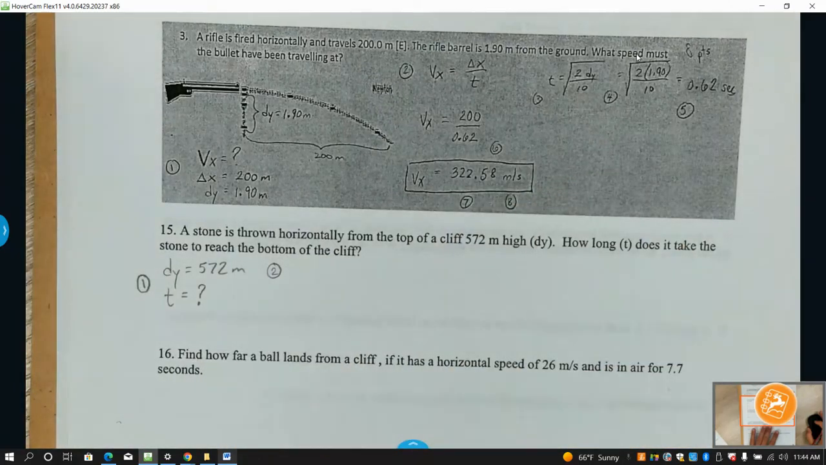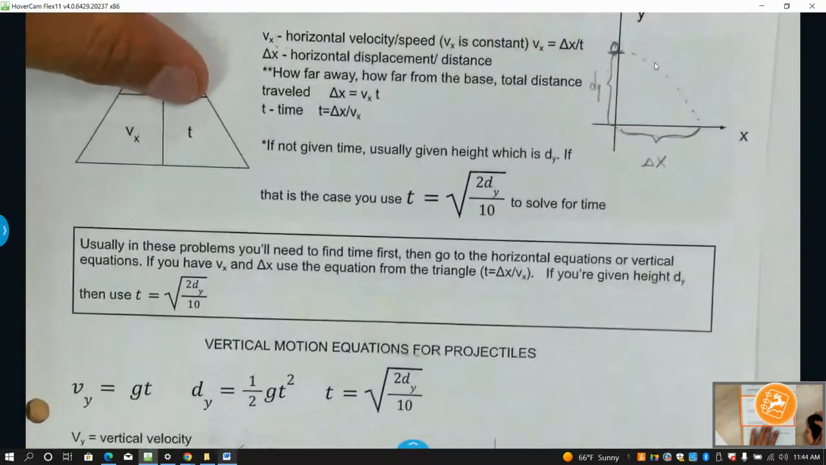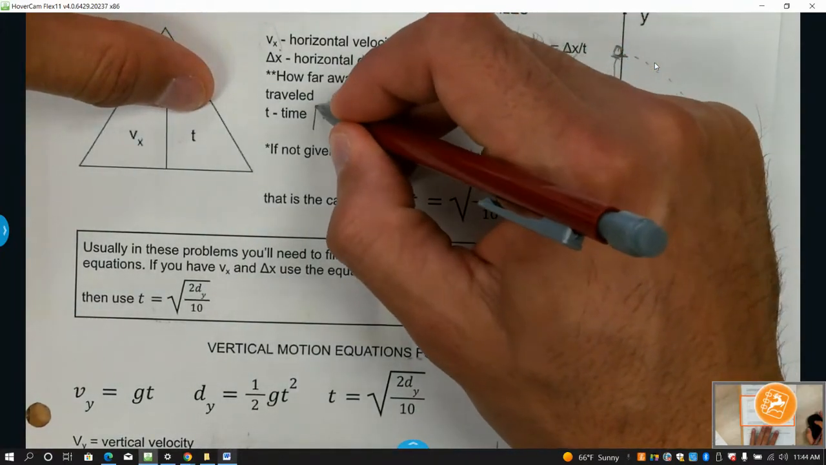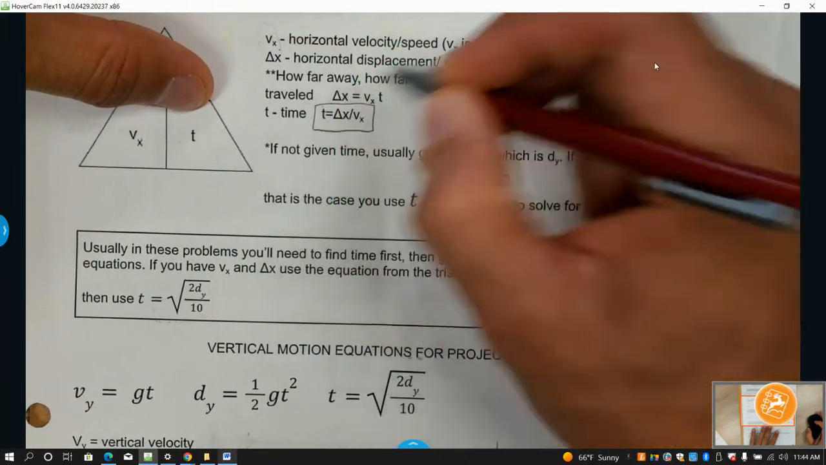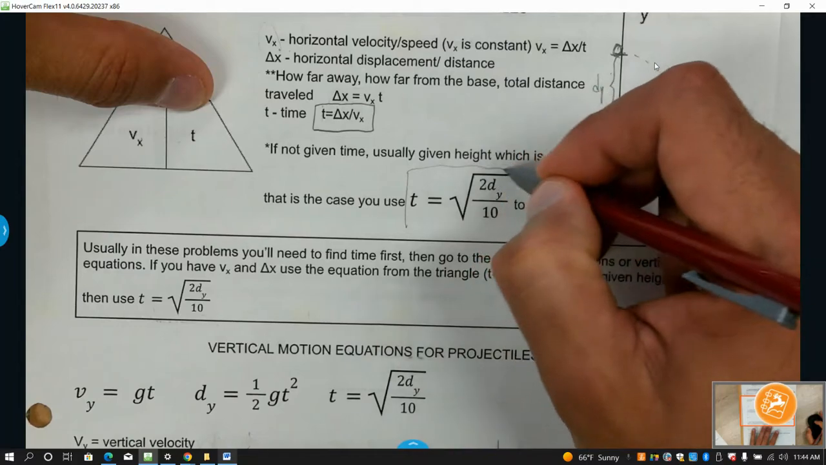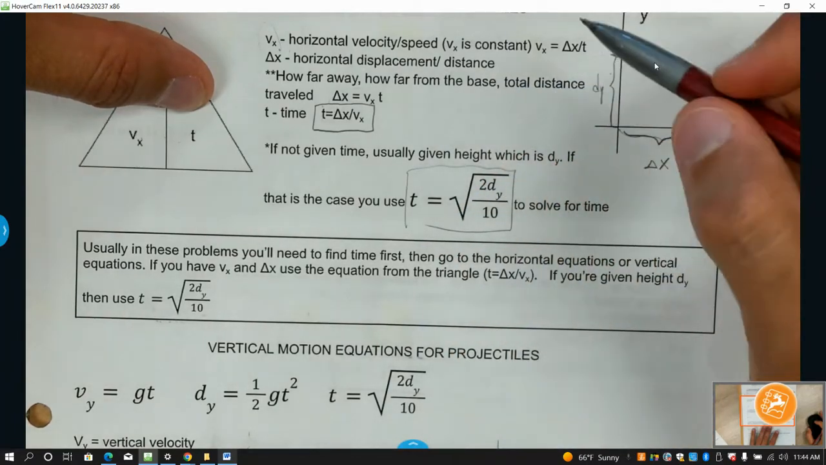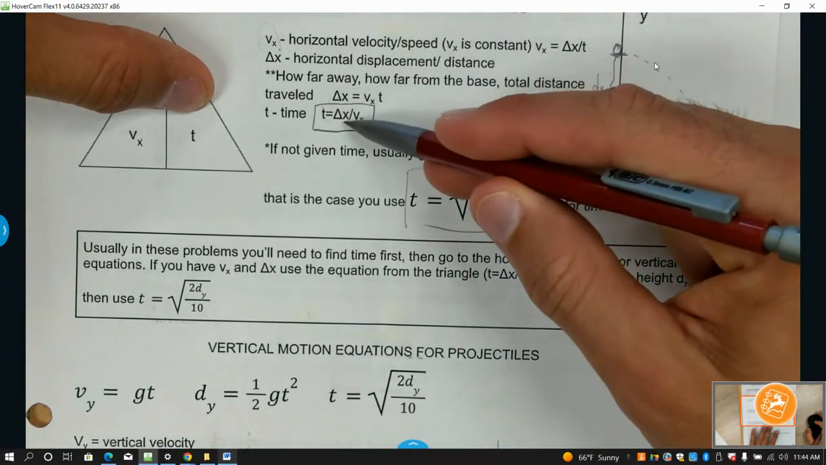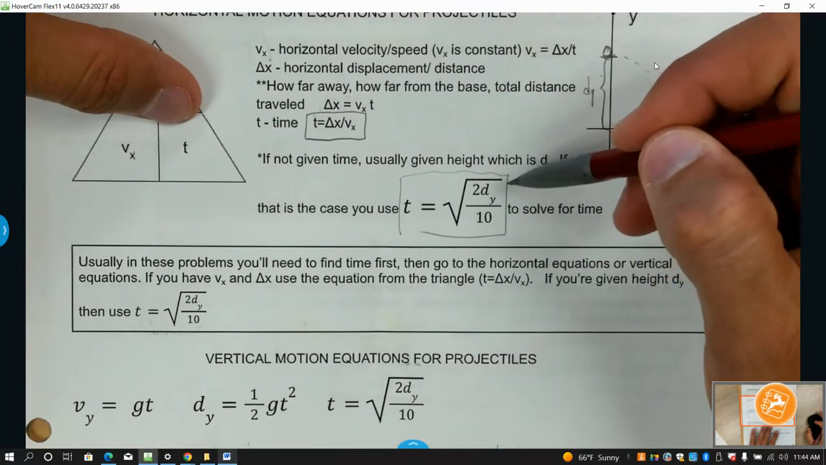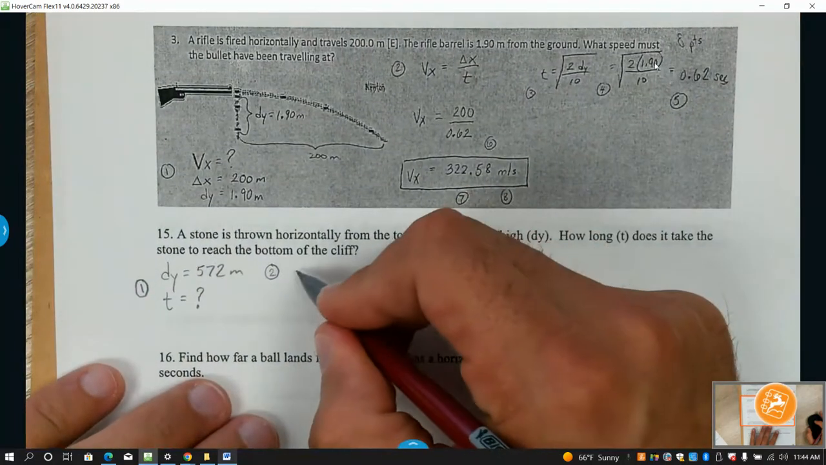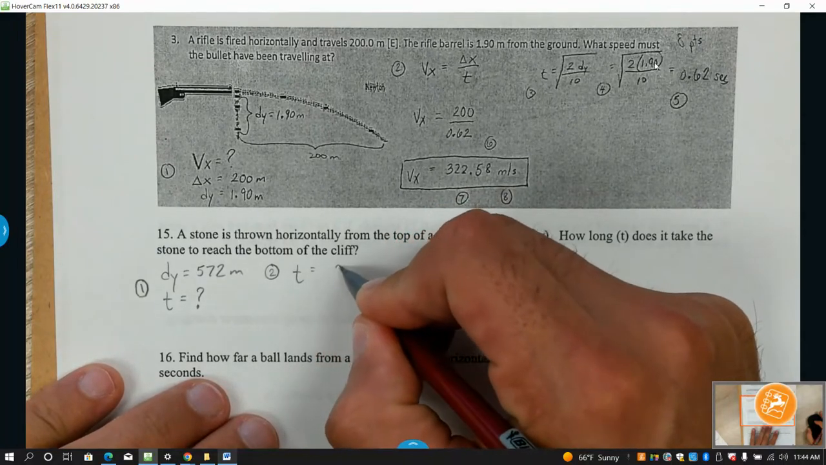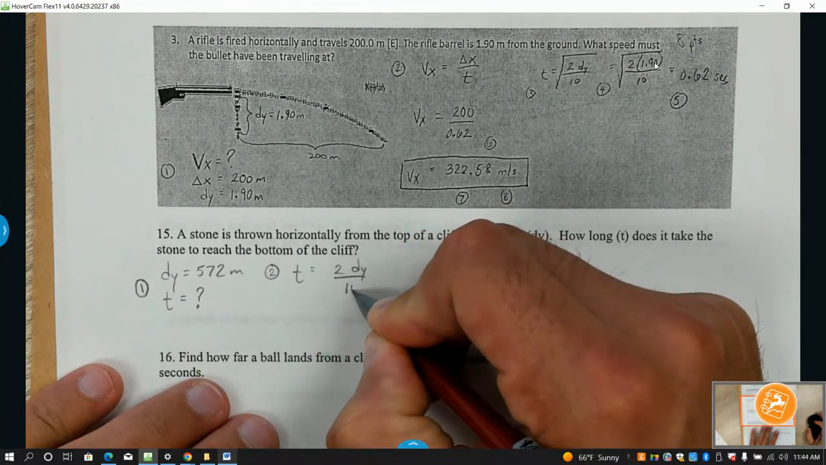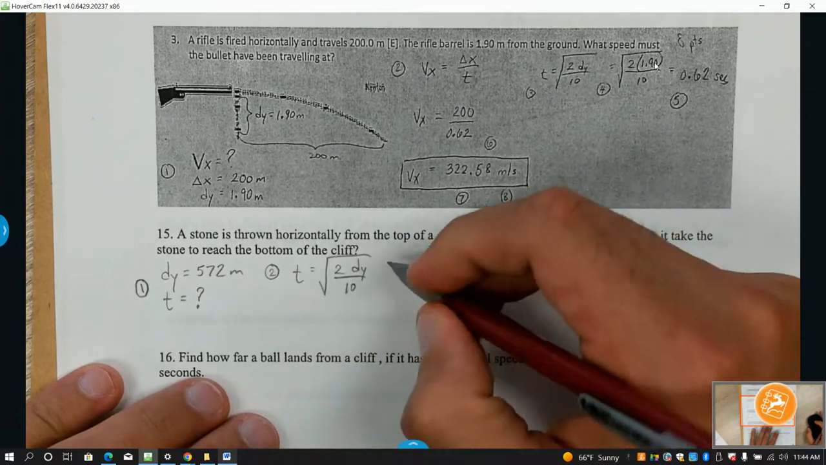Well, there are two equations for time. This one right here, or this one right here. You don't have delta x or Vx, you only have dy, so you were going to write this equation down first as your second step. t is going to equal the square root of 2 times the height over gravity, 10.